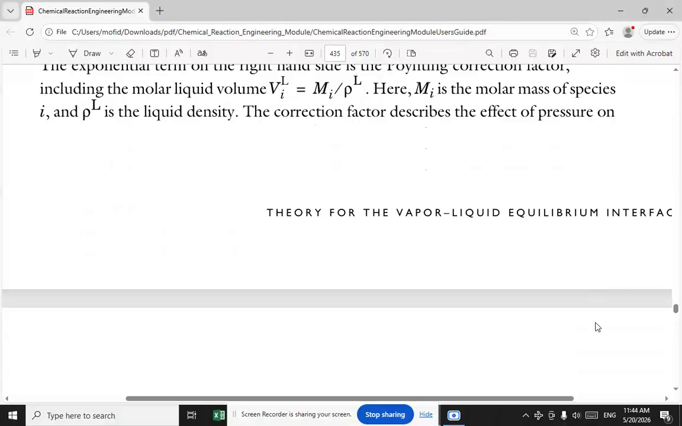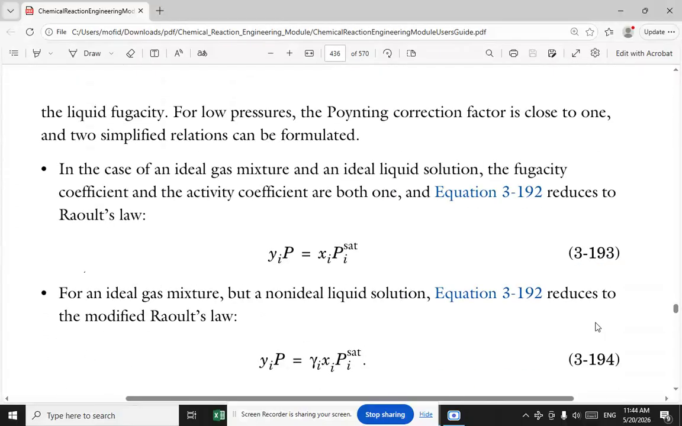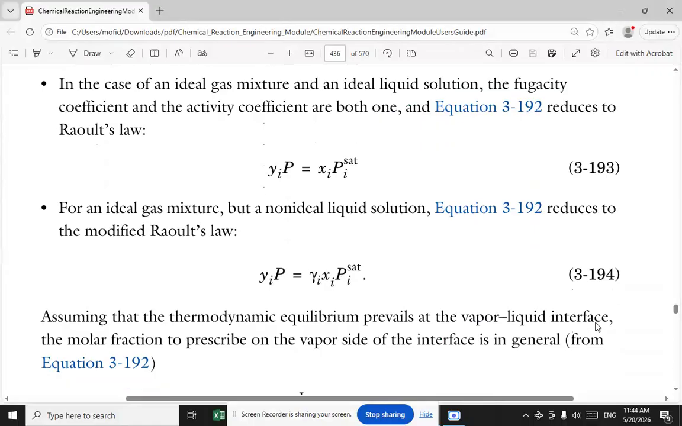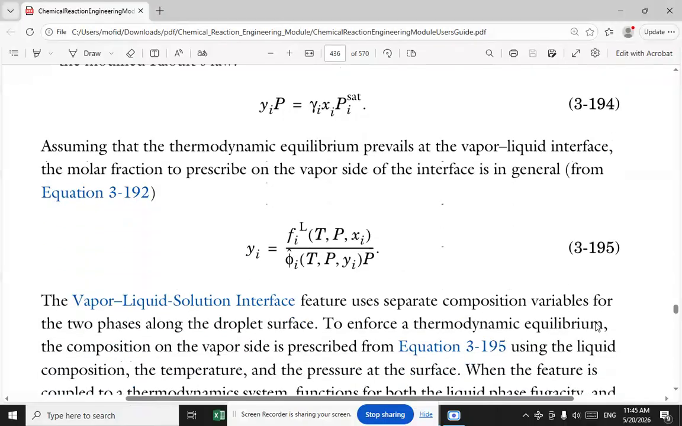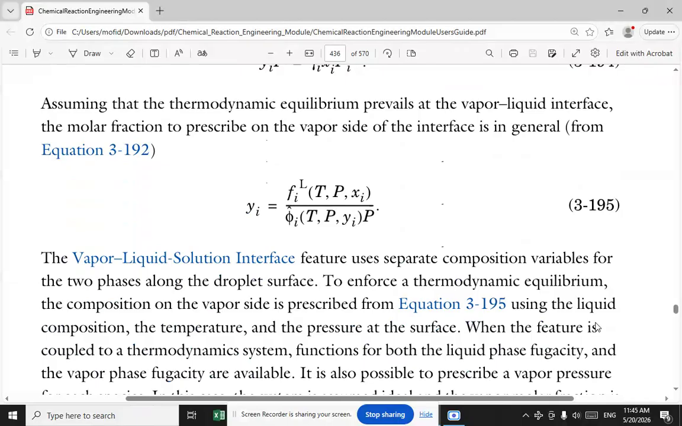The correction factor describes the effect of pressure on the liquid fugacity. For low pressures, the Poynting correction factor is close to 1 and two simplified relations can be formulated. In the case of an ideal gas mixture and an ideal liquid solution, the fugacity coefficient and the activity coefficient are both 1. Equation 3-192 reduces to Raoult's law. A second formulation is for an ideal gas mixture but a non-ideal liquid solution. Equation 3-192 then reduces to the modified Raoult's law, assuming that thermodynamic equilibrium prevails at the vapor-liquid interface.